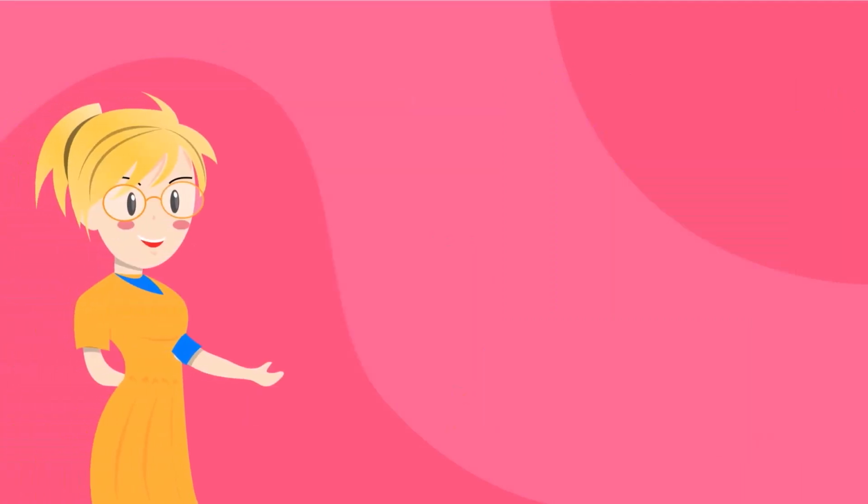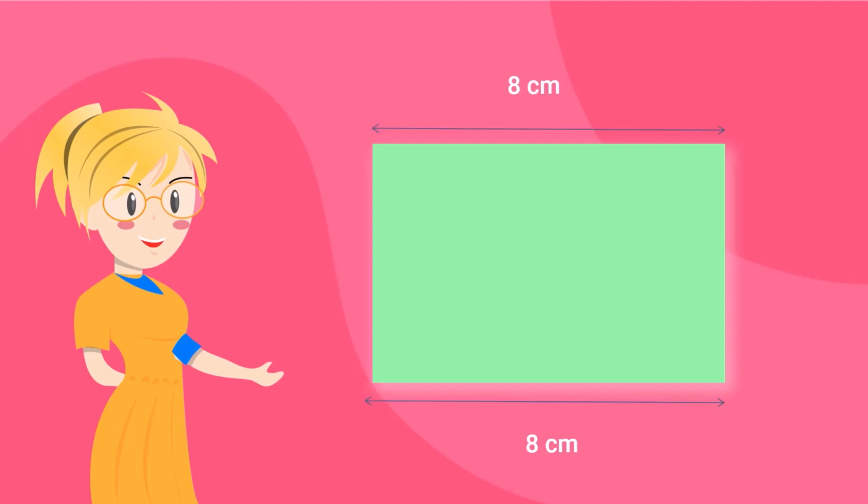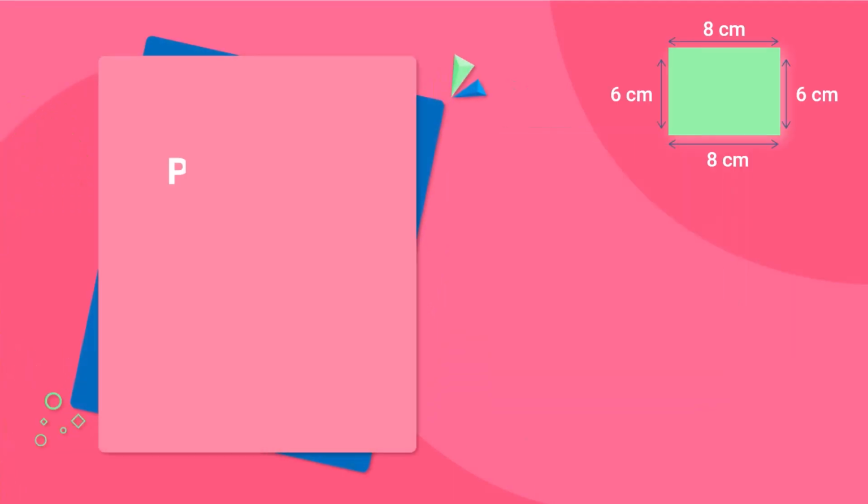Now, let's look at another example. If we have a rectangle with length 8 cm and width 6 cm, what would be the perimeter? Let's solve it. The perimeter would be 8 cm plus 6 cm plus 8 cm plus 6 cm, which gives us 28 cm. Therefore, the perimeter of a rectangle with length 8 cm and width 6 cm is 28 centimeters.